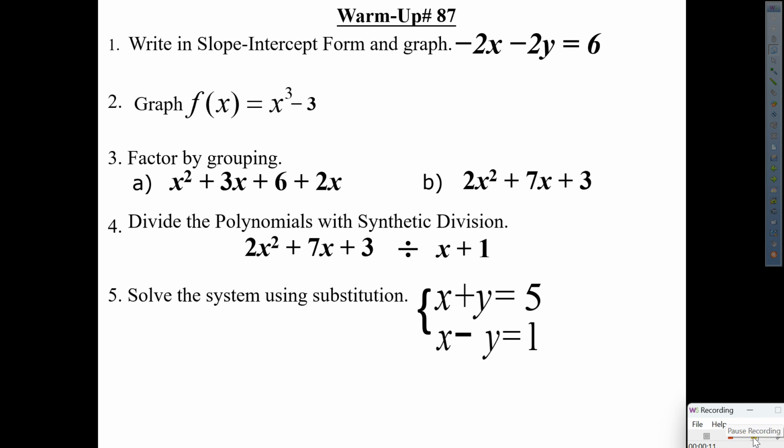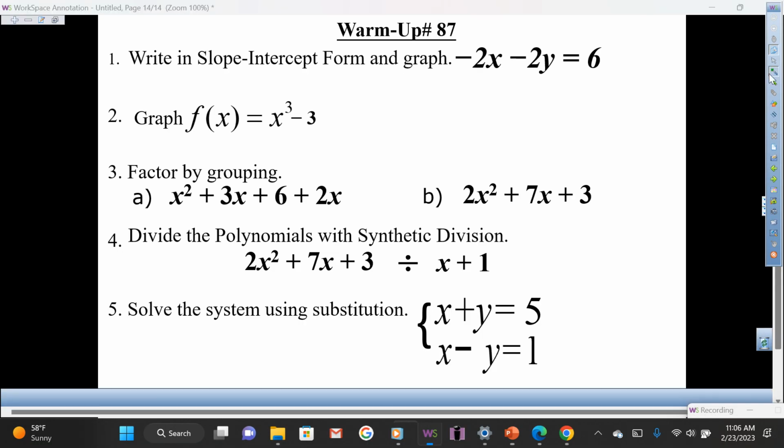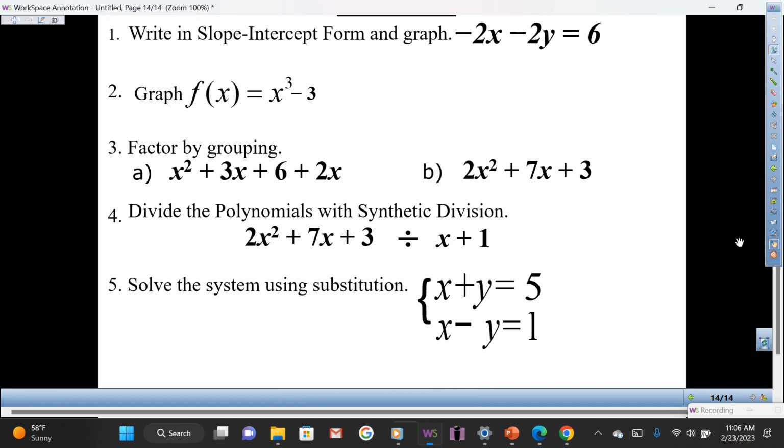Copy and go. Check with the neighbor, see what they got so I can call on someone. All right, good conversation. Number one. Let's start over here. How about Lorena? What'd you get for number one? Y equals negative x minus 3 is correct. Double check your work, please.